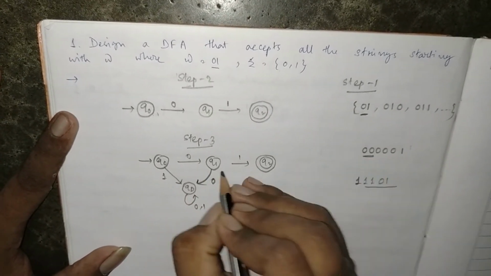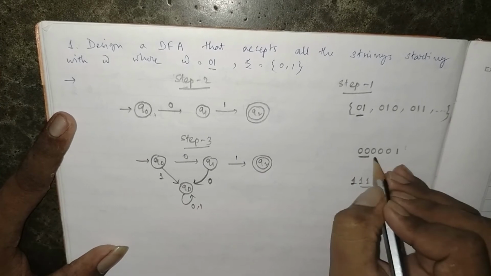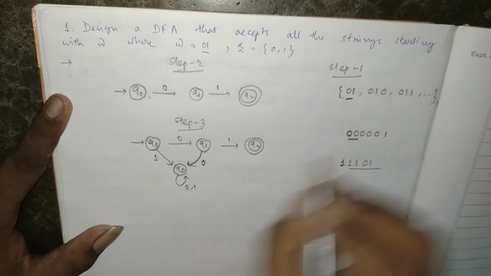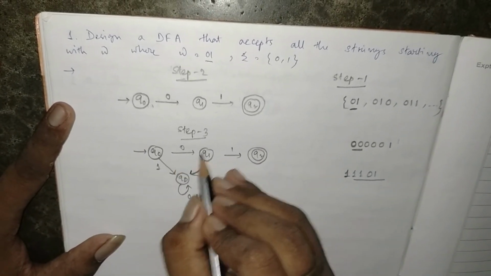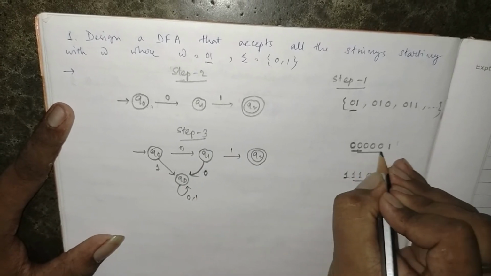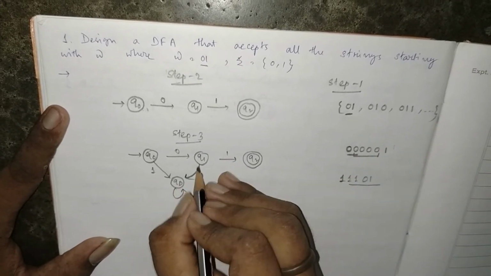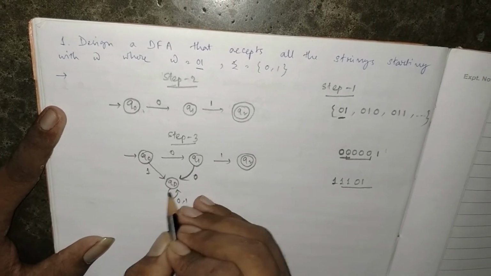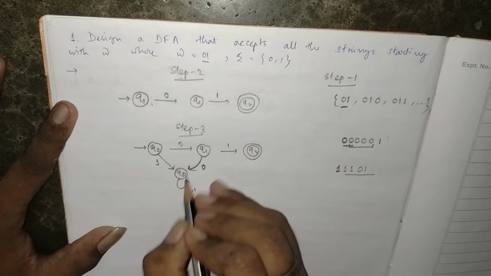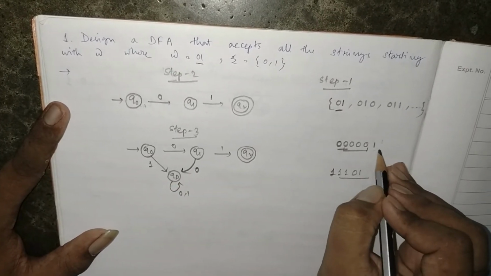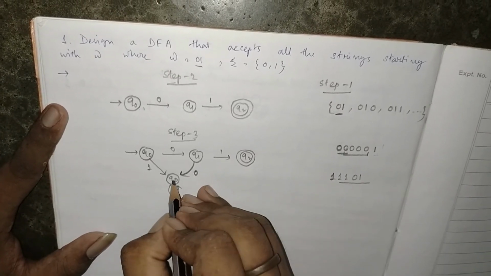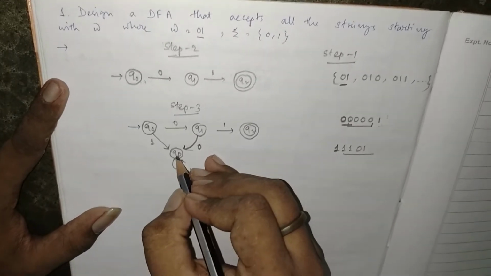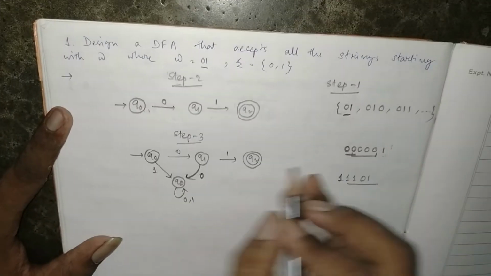If this machine encounters this string, first this 0 will be scanned, it reaches Q1, then for the first 0 it will reach QD, then it will just keep on looping over this dead state, and when the string is exhausted, the machine will remain in this dead state, and as this is not the final state, this string will not be accepted. So this is how it works.